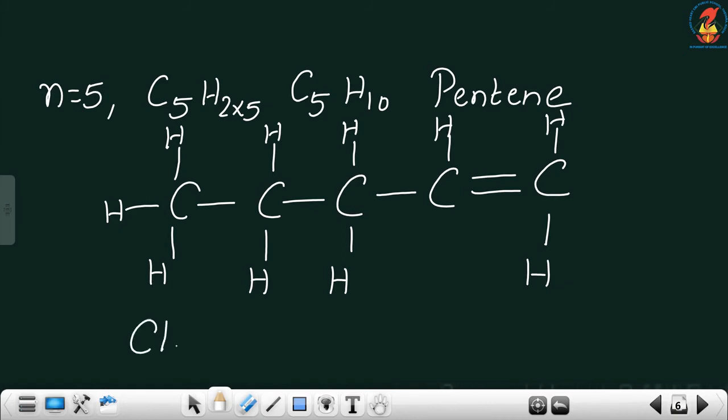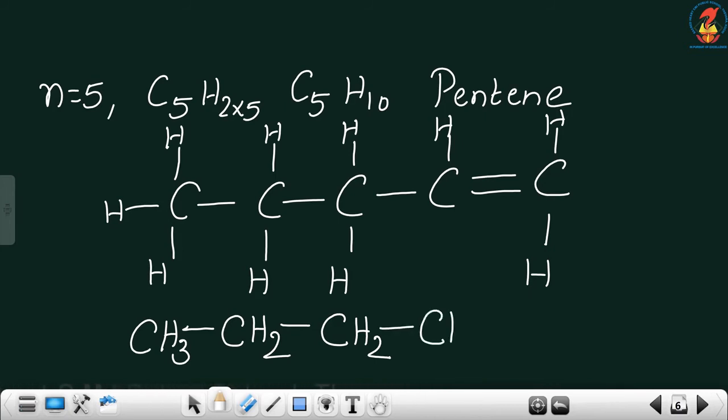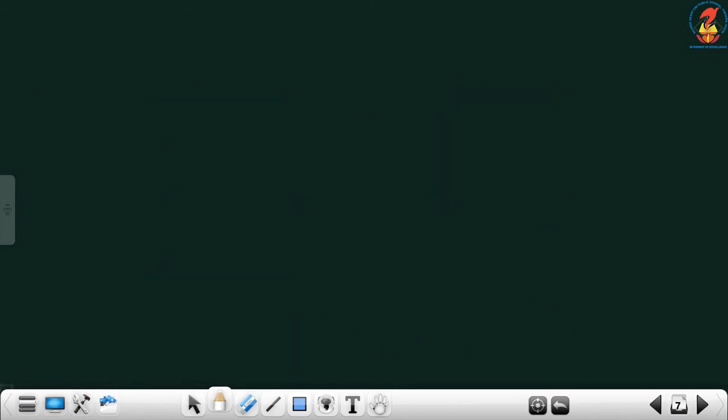Now, write the condensed formula. First carbon atom, there are 3 hydrogens around it, CH3. Next is a single bond, C, 2 hydrogens on the second carbon, H2. Single bond, C, 2 hydrogens, CH2. Then single bond, C, only 1 hydrogen on that. Then double bond, CH2. So, this is pentene. Okay.